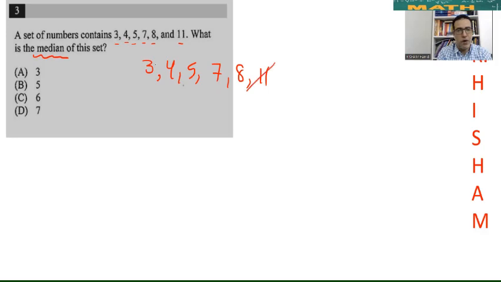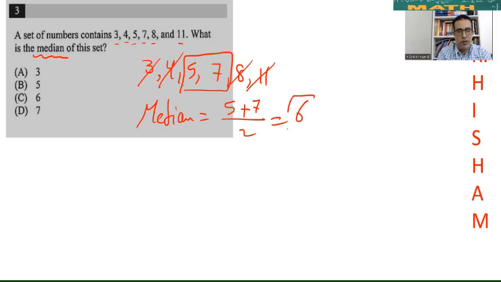If I cancel one from the right, one from the left, one from the right, one from the left, I have 2 values in the middle. So the median in this case is the average of these 2 values: 5 plus 7 over 2, which is equal to 6. So the right answer is 6.